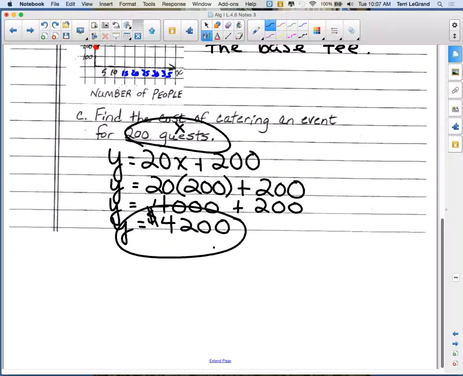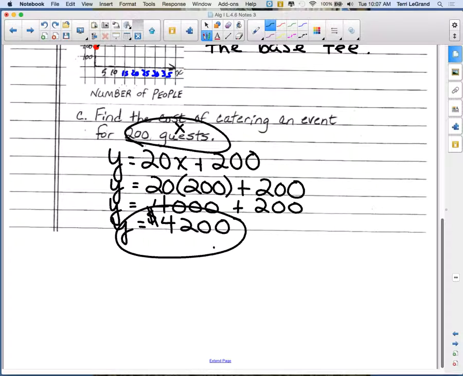Now, what if you only have, let's say, $1,000 to spend? I'm saying, you only have $1,000 to spend, so I guess I can't have all 200 people. How can you figure out how many people you can have? What would you do? You only have $1,000. Where are you going to substitute the $1,000 into the equation? In for the y value, and then solve the equation for x.